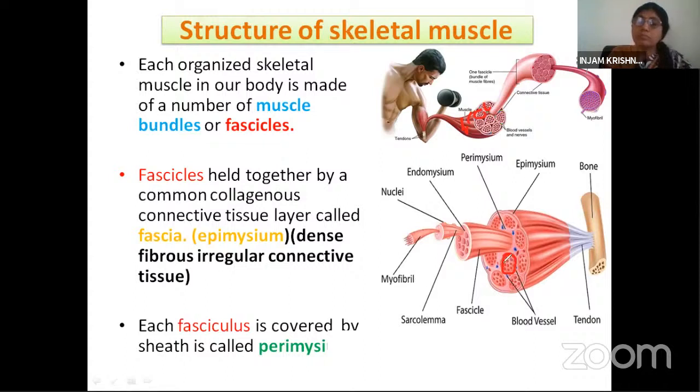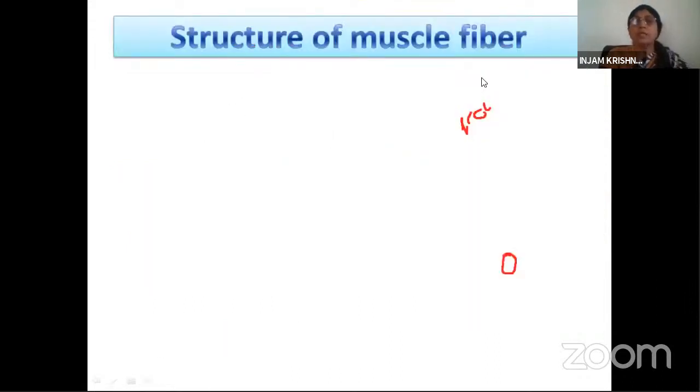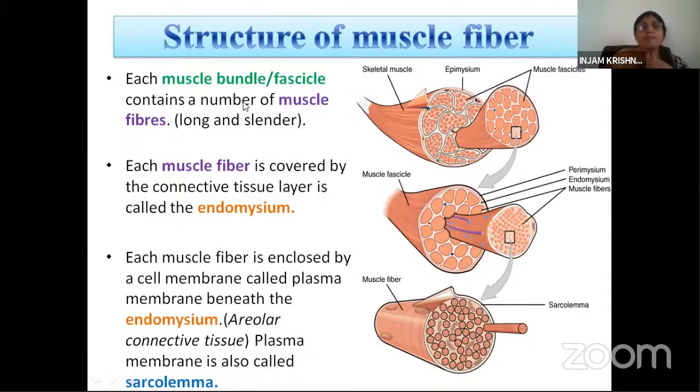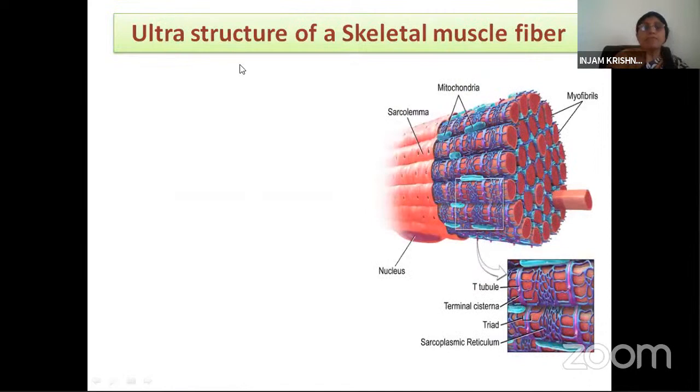Now we have taken this out. What is this one? One muscle bundle. If you zoom in, see here. Again, I am saying that it is skeletal muscle. This sheath is epimysium. And then these are the muscle fascicles. If you zoom in, this is the muscle fascicle containing muscle fibers. Each muscle bundle or fascicle contains a number of muscle fibers. These are the muscle fibers.